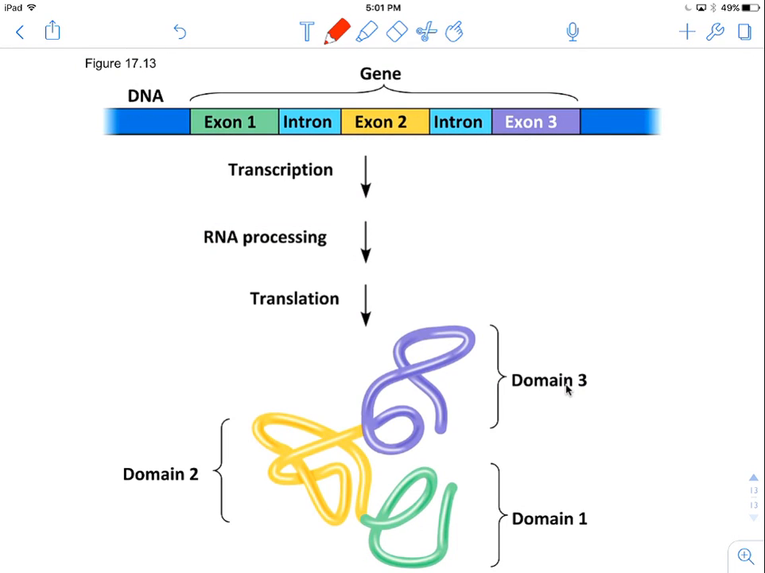So let's look here. If we look at our gene, exon 1 codes for domain 1, exon 2 codes for domain 2, exon 3 codes for domain 3. And then depending on which ones we splice together and the order that they're put in, we can change the entire nature of the protein, because if you change the structure of the protein, what do you change? Oh, that's right. You change the function. And that's how you get all these different proteins.